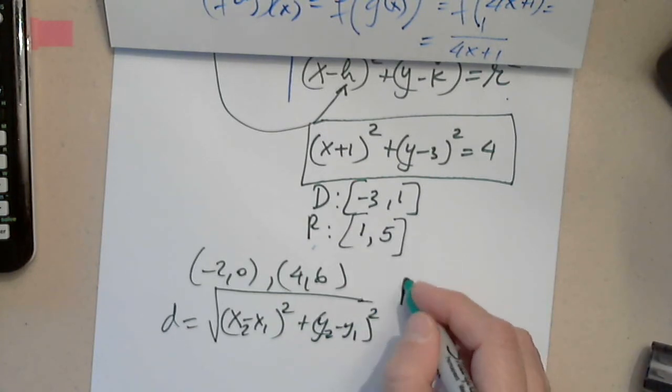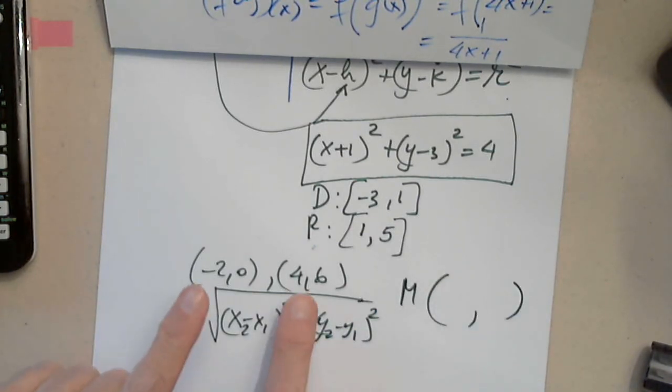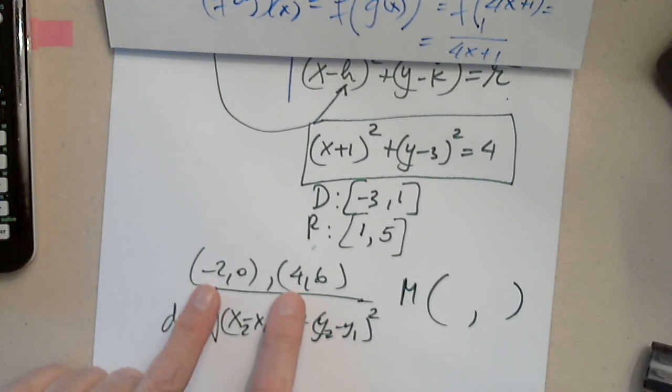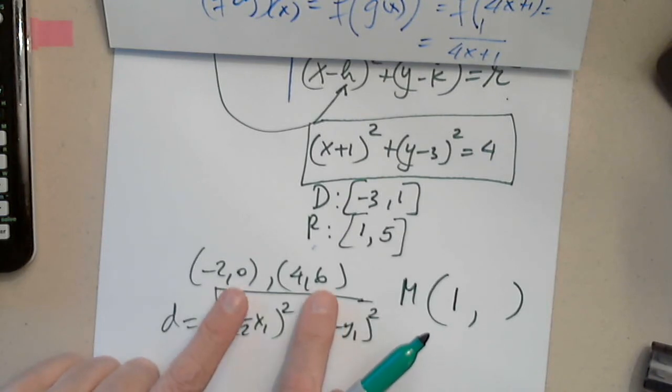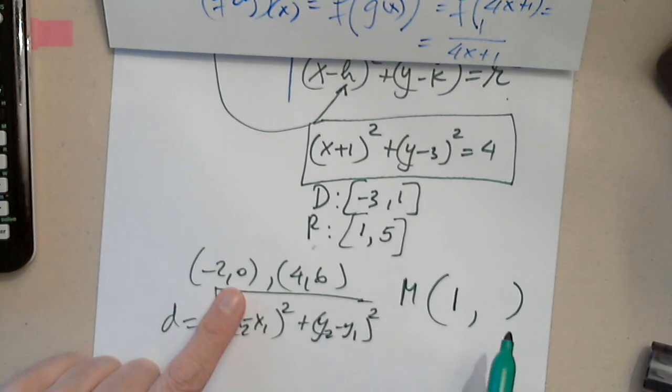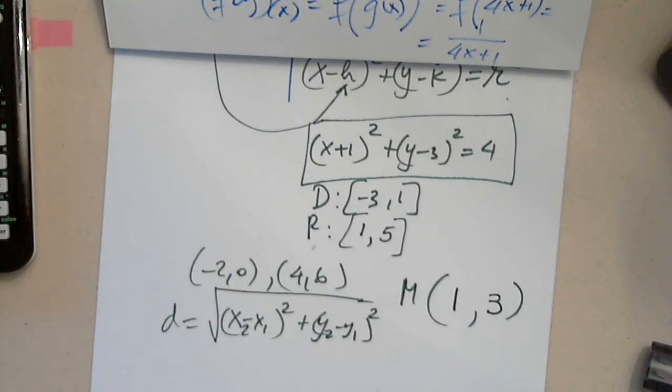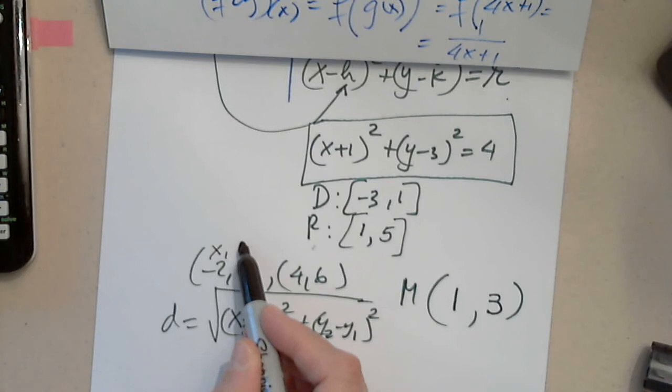The easiest is to even start with the midpoint. You have to add these two numbers. When we add -2 to 4, what do we get? Divided by 2, 1. We have to add these two numbers, 0 and 6, and we divide by 2. We get 3. That's it.